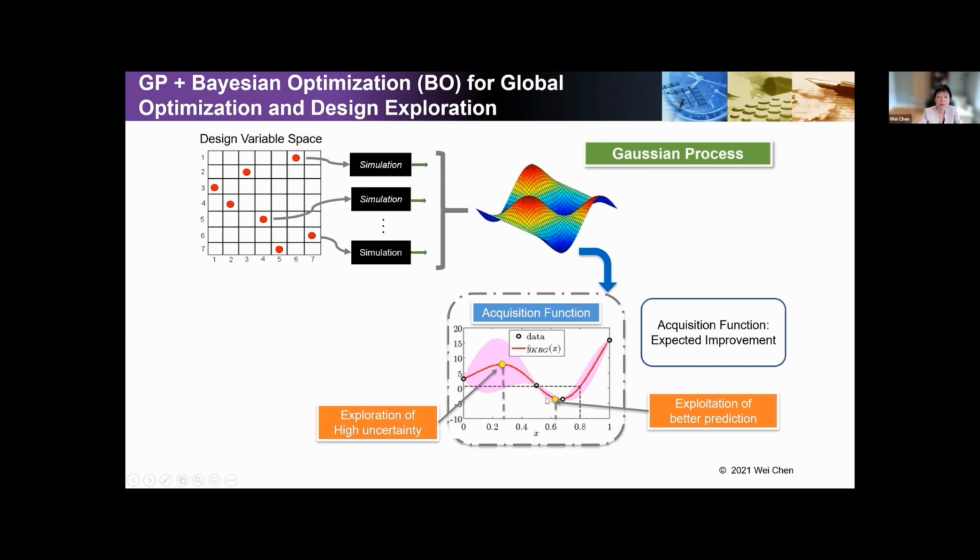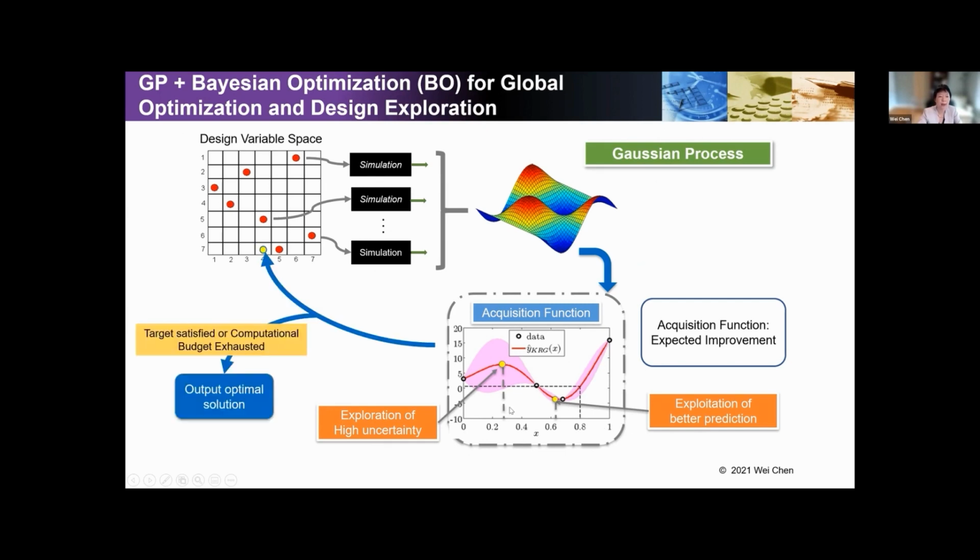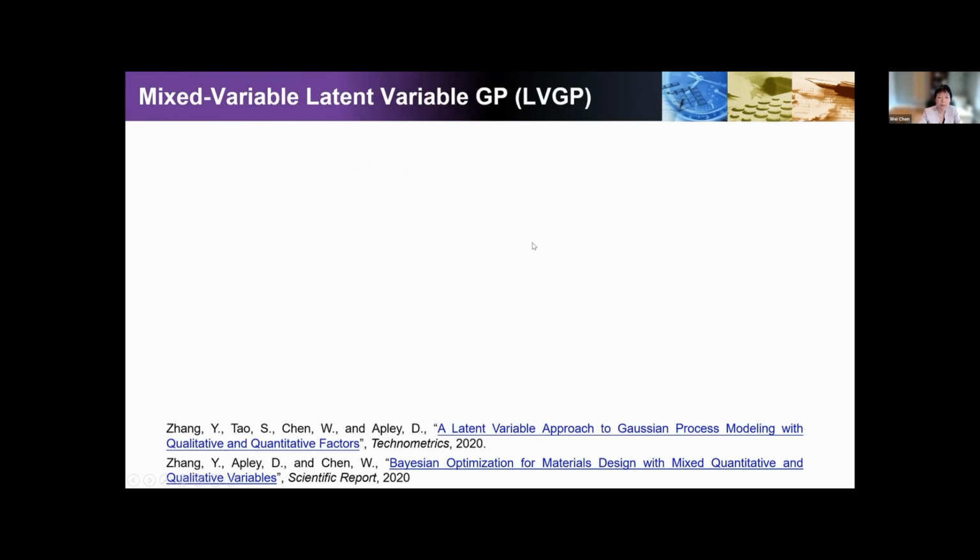So the acquisition function makes a trade-off between these two aspects, and in each iteration you add one or more points, and you continuously update this Gaussian process model for optimization purposes. And this method is extremely useful for capturing the solution for very nonlinear problems. But on the other hand, the current method can be used only for continuous problems.